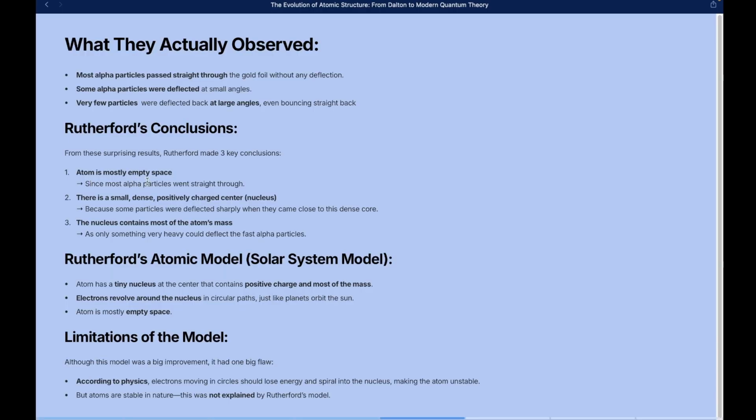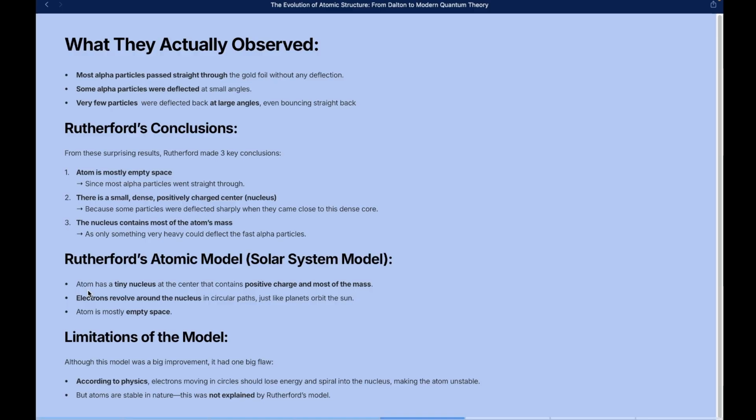The atom is mostly empty space because alpha particles went straight through. The second conclusion is there is a small dense positively charged center, because some particles were deflected sharply when they came close to the dense core. Next, the nucleus contains most of the atom's mass, as only something very heavy could deflect the fast alpha particles. So what was Rutherford's atomic model? It is like the solar system model.